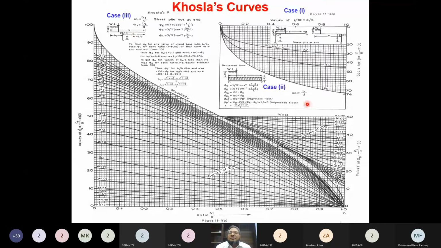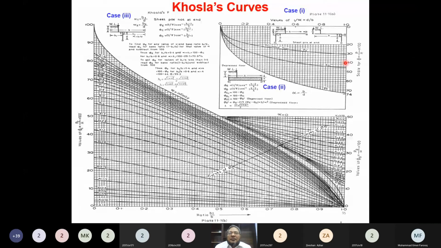All right, now suppose somebody is interested to determine the uplift pressure at point D. So this is the phi D line. What do you need to compute? You compute the D over B, where D is the length of the sheet pile and B is the width of the horizontal floor. Once you have the ratio, suppose it is 0.6, then come here, touch this phi D line and move towards the right. So the answer is 40, so 40% of H is the uplift pressure at point D.